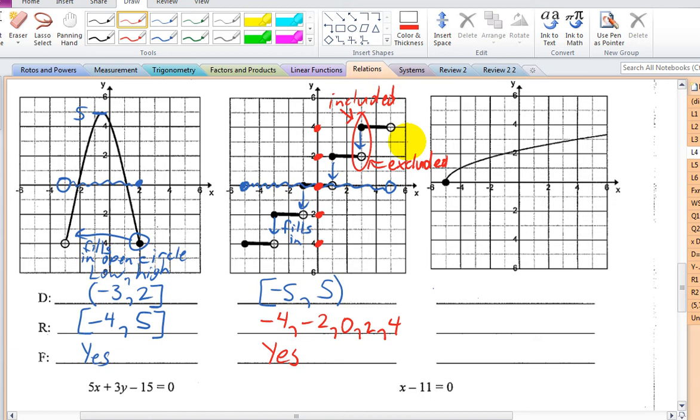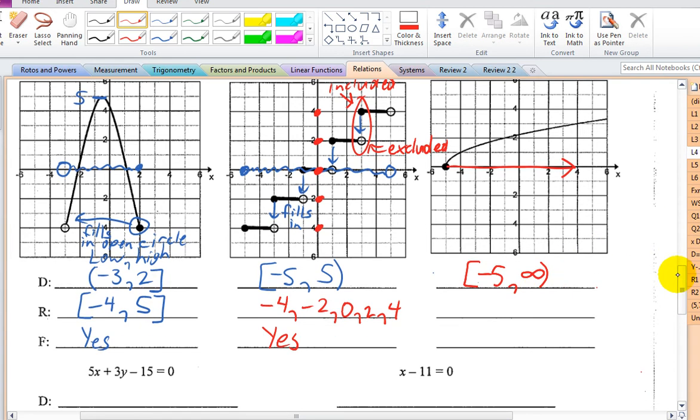Next one. What's the domain? Start here and go all the way there. Forever and ever. So what's the low value? -5. What's the high value? Goes forever, so it's infinity. Okay. Square brackets for -5, but do we ever reach infinity? Nope, so it's got to be rounded. So that's something new as well.